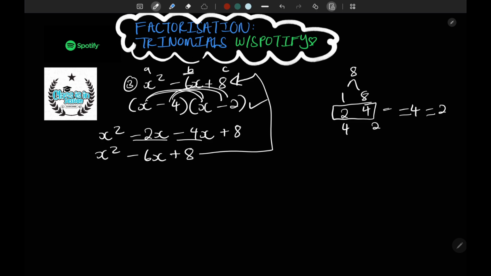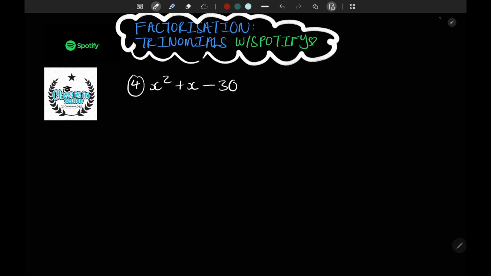And let's do the fourth example. Let's do x squared plus x minus 30. What's the first step? Multiply a with c. 1 multiplied by 30 is 30. However, we have a negative here, so let's say 1 multiplied by negative 30 is negative 30. Let's find factors of negative 30 that add up to b, which is 1.